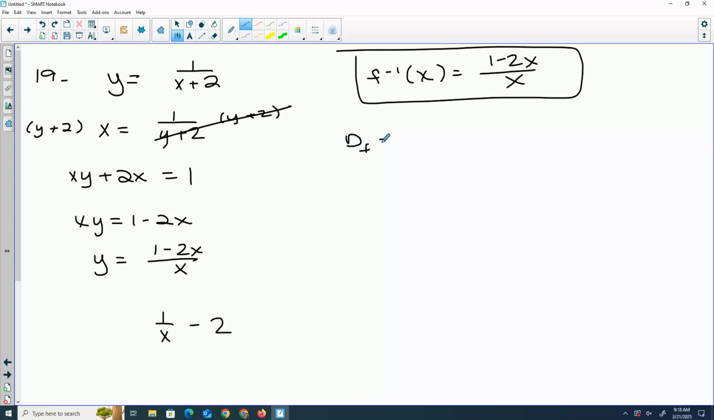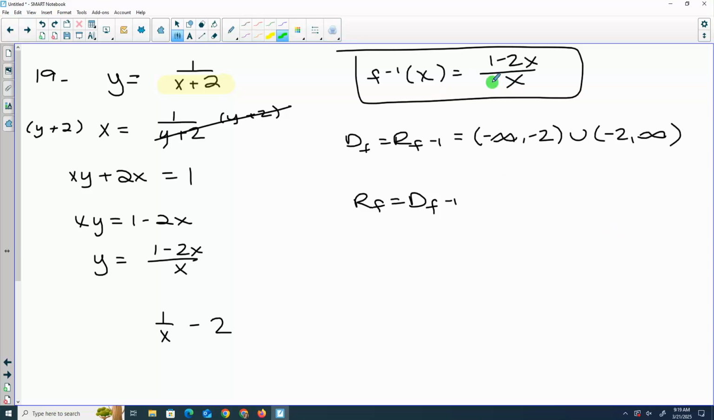Domain of the function is range of the inverse. Range of the function is domain of the inverse. Looking at my original function, it's a fraction, the bottom can't be 0, so x can't be negative 2. So negative infinity to negative 2, union negative 2 to infinity. Range of the function is the domain of the inverse.